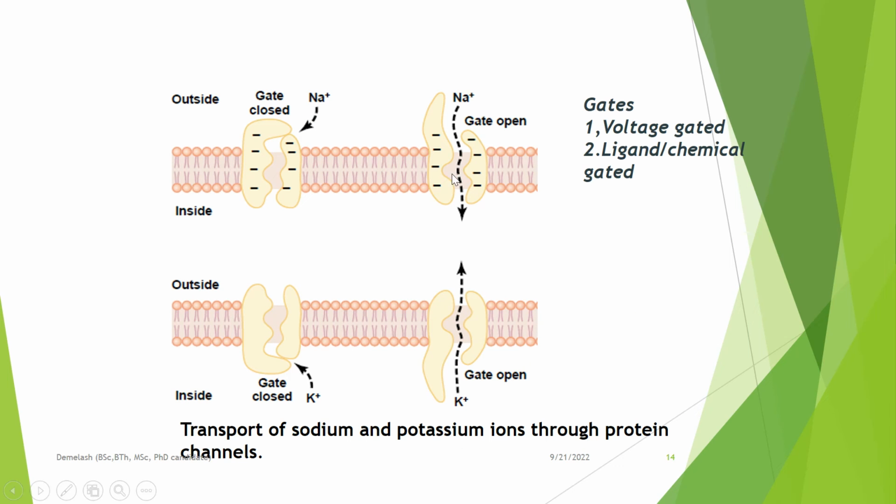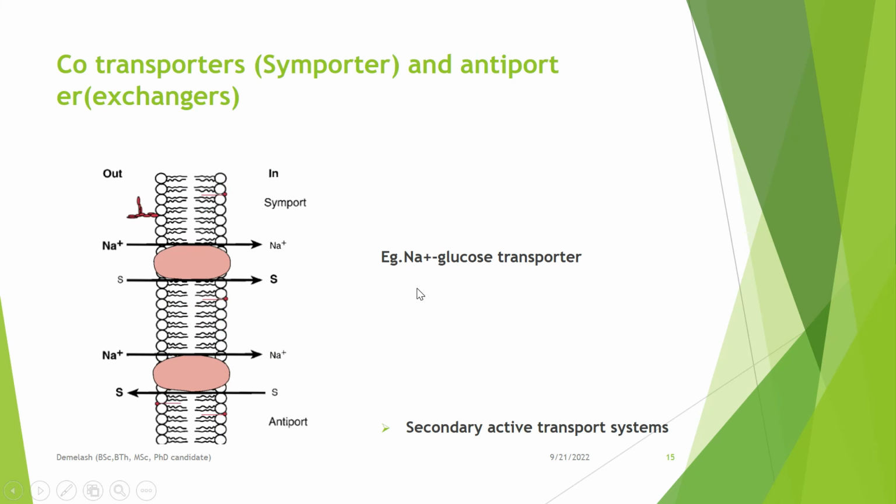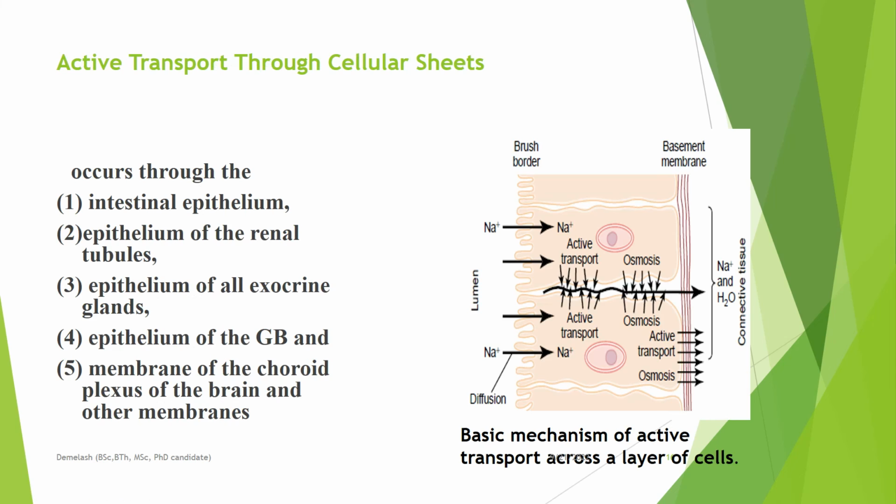There are gates also in the plasma membrane. There could be voltage-gated and ligand or chemical-gated. As you see on the outside, there is sodium activation, and the sodium gate will open and sodium will enter the cell, and potassium in the same manner will leave from the intracellular to the extracellular. In co-transport or import, the movement is in the same direction, so sodium-glucose co-transport could occur from outside to inside. In antiport, sodium and a solute will exchange in opposite directions. This is secondary active transport.